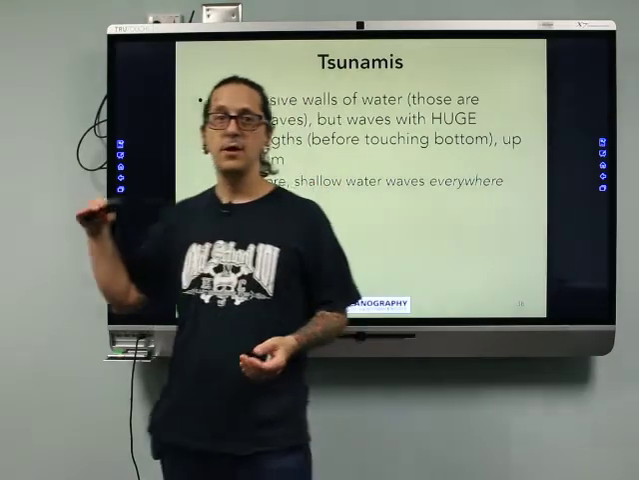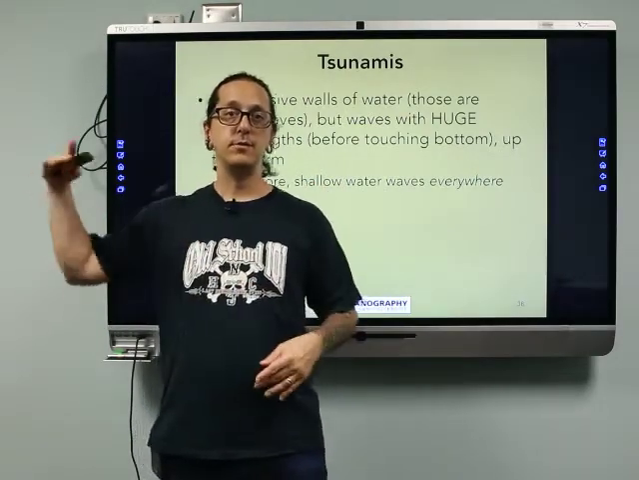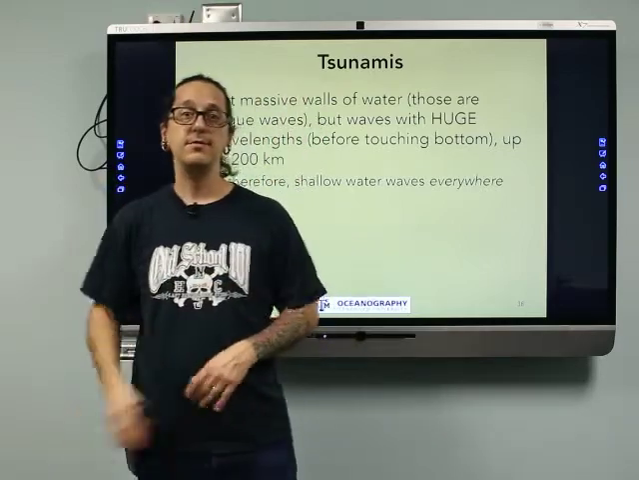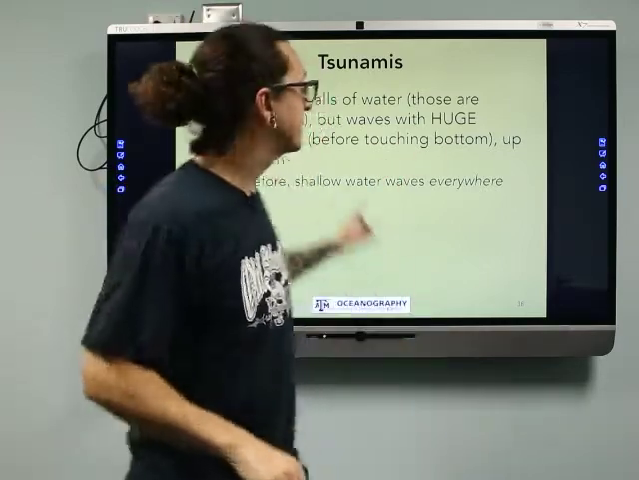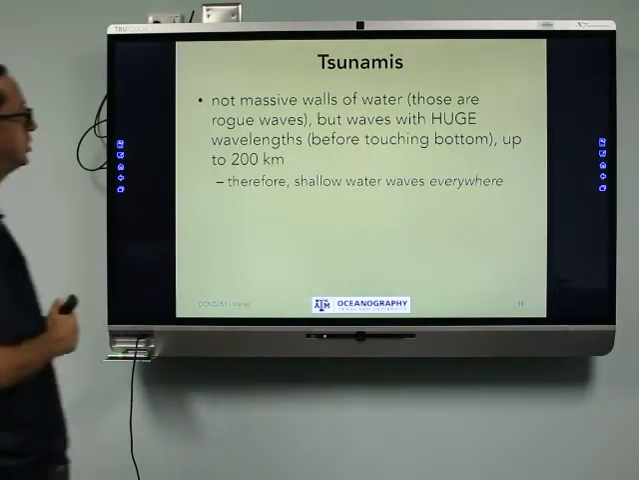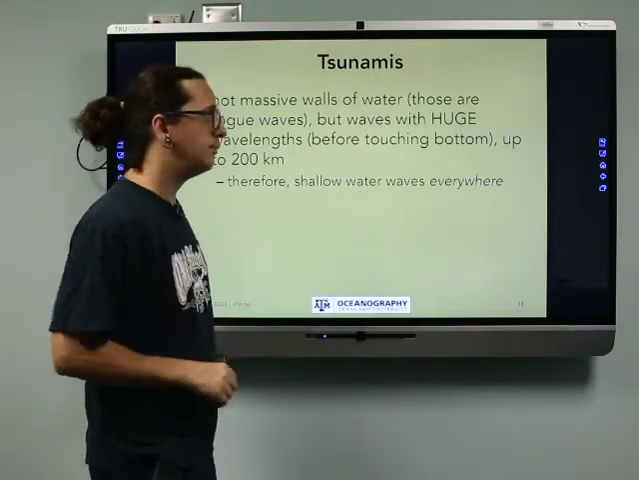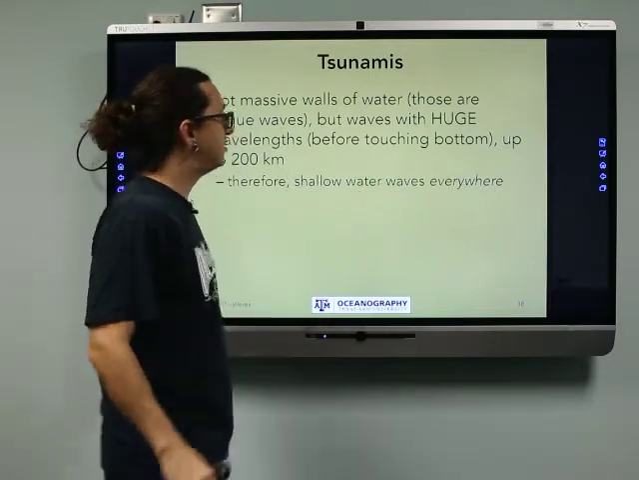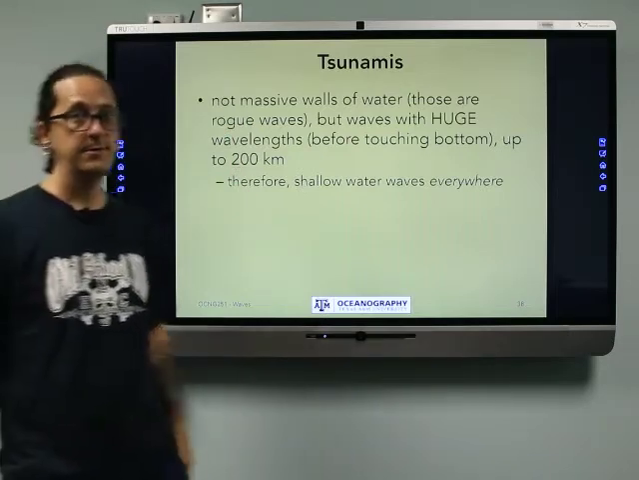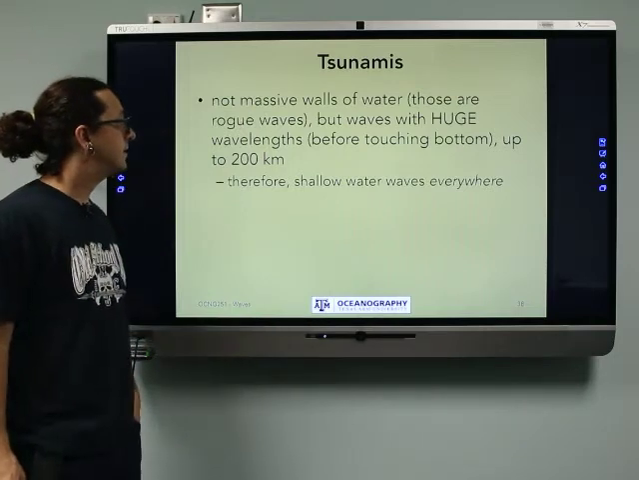Remember, rogue waves, all of a sudden out of nowhere, you get constructive interference with a few waves together. So waves are going like this, and then out of nowhere, a big one kind of jumps up. So that's like a wall of water coming out of nowhere. That's not what tsunamis are. Tsunamis are waves with huge wavelengths before they touch bottom. Those wavelengths will decrease a little bit as they touch bottom, but their wavelengths could be up to 200 kilometers. That's ridiculous.